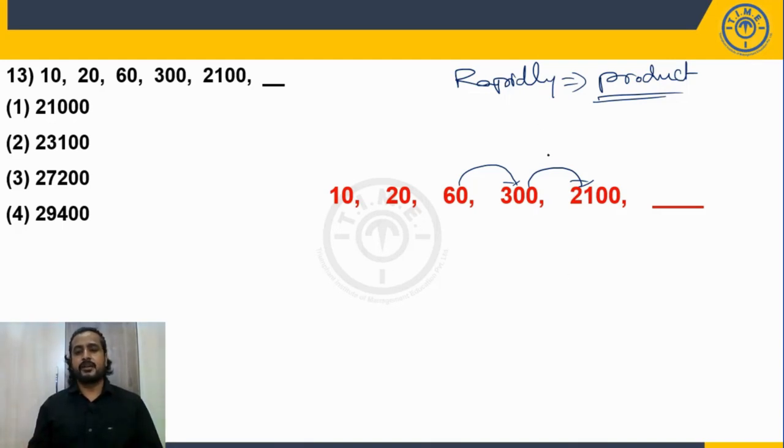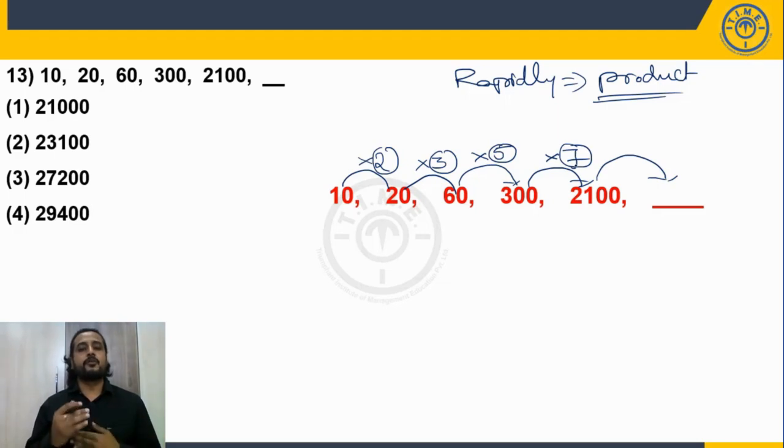300 and 2100, it goes exactly 7 times. 60, 300, it goes exactly 5 times. 20, 60, it goes exactly 3 times. 10, 20, it goes exactly 2 times. Look at here: 2 times, 3 times, 5 times, 7 times. What will be next? 2, 3, 5, 7. What is this classification? Consecutive prime numbers we discussed. So after 7 will be 11.